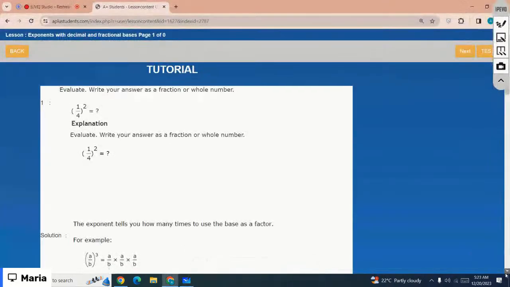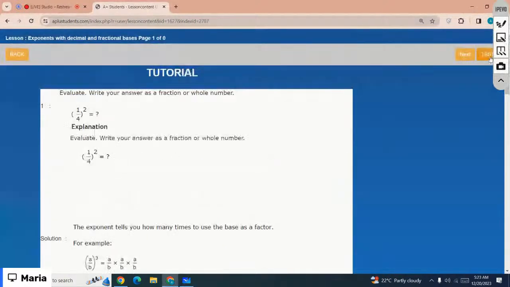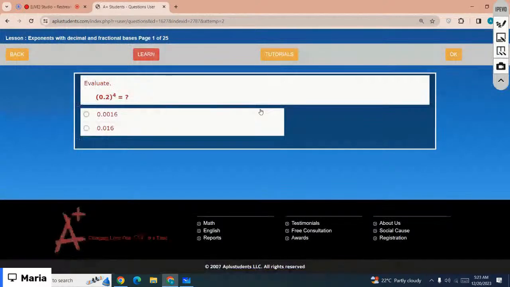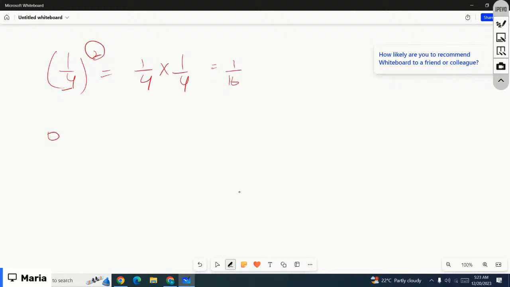Let's just start with the test questions. Okay, evaluate 0.2 exponent 4, right? So you have to do 0.2 exponent 4. The exponent is 4. You need to multiply it 4 times, 0.2 times 0.2 times 0.2 times 0.2. So which is the correct option?